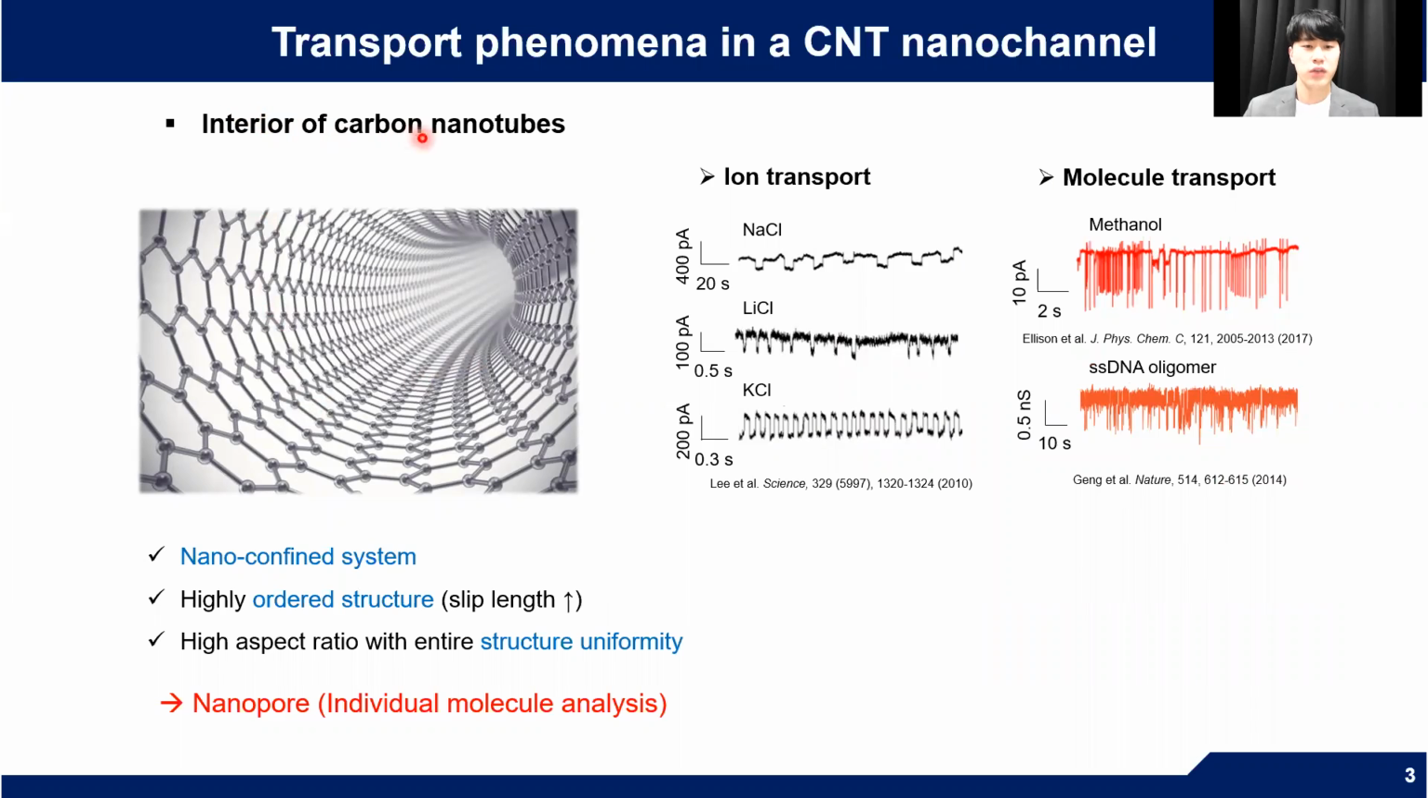The interior of carbon nanotubes is a nano-confined system. Due to the highly ordered structure of carbon atoms, it has a very large slip length. A high aspect ratio with entire structure uniformity also provides ideal conditions for efficient molecular transport. Therefore, carbon nanotubes can be used as nanopore technology for individual molecular analysis.